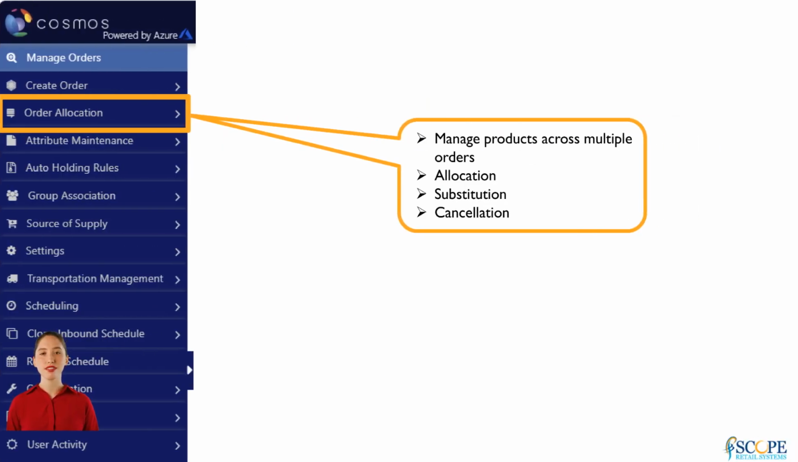Cosmos provides features like auto-allocation, auto-substitution, product rejection, and adjustments based on various rules. Sometimes you want to adjust the orders manually, and that's when order allocation becomes useful. It offers you options like allocation or smoothing of orders, substituting or replacing a product with another, and canceling a specific product across multiple orders in a single click.